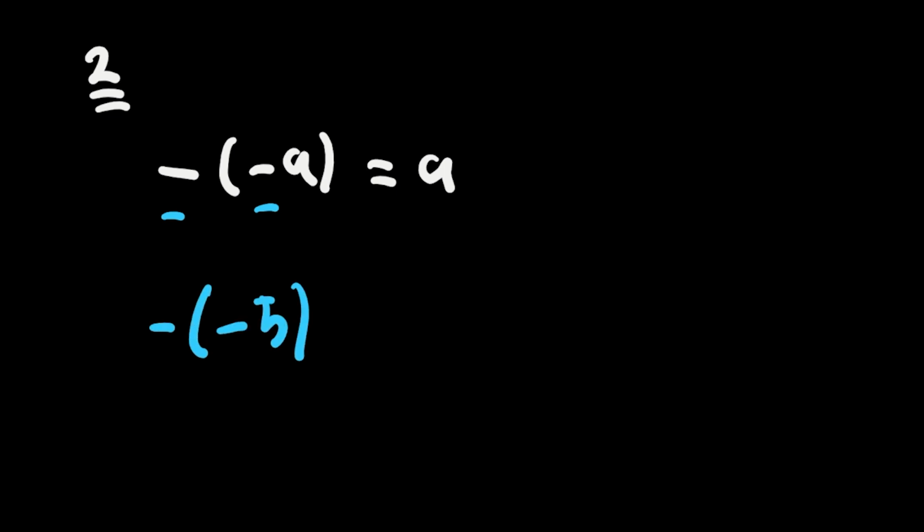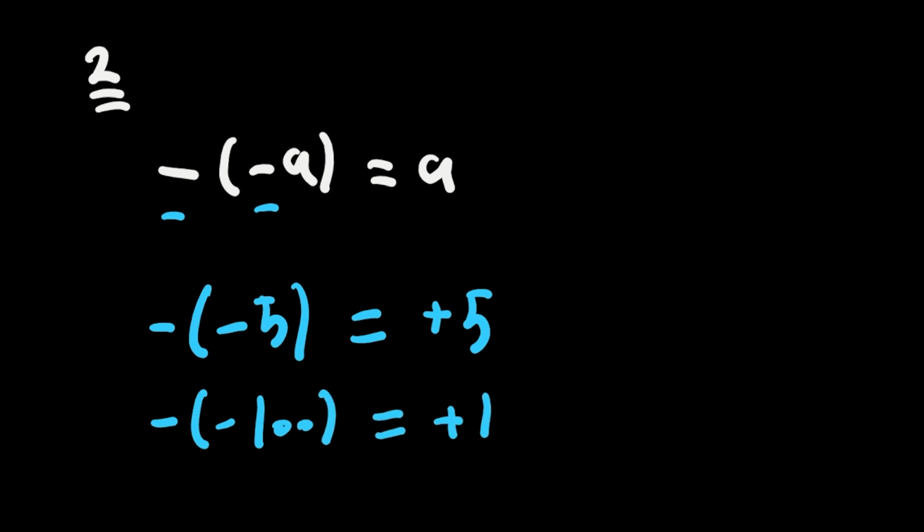Let's see the next property. The next property says minus minus a equals a. When we have a minus multiplied by the other minus, we'll always get a plus sign. So let's see this example in numbers. When we have minus minus 5, we'll get plus 5. When we have minus minus 100, we'll always get plus 100.